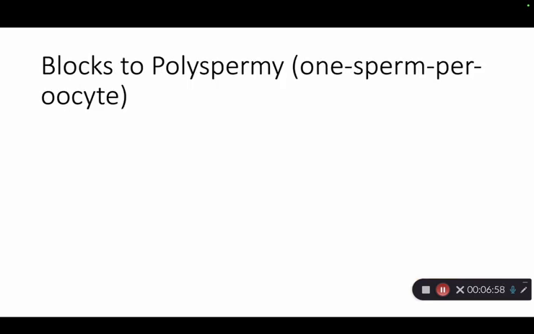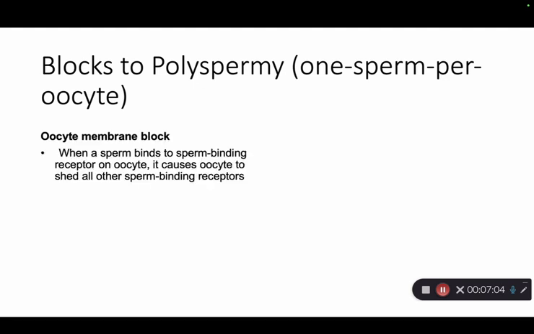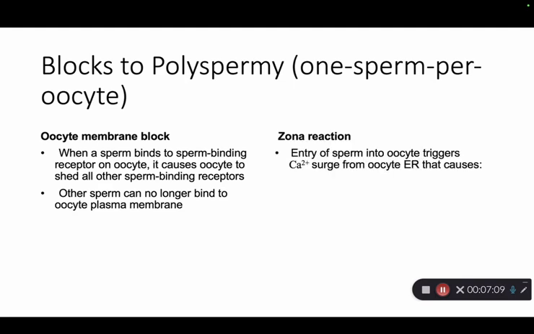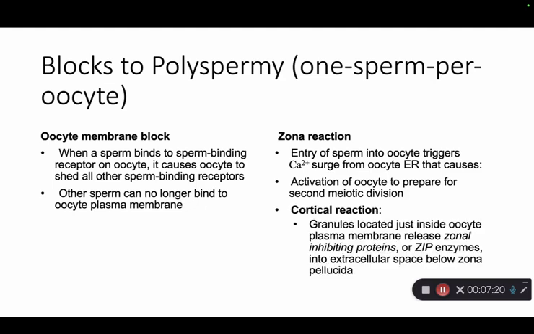Now, I mentioned it's a one sperm per oocyte problem typically. And so once one sperm has successfully entered, the oocyte must prevent others from doing the same. There are two mechanisms at play, as we can see here. First, the oocyte membrane block, where the oocyte sheds all remaining sperm binding receptors. And second, the zona reaction, which is a cortical reaction in which enzymes will harden the zona pellucida, which renders it impenetrable. These checks will ensure that only one sperm's DNA will contribute to the zygote.